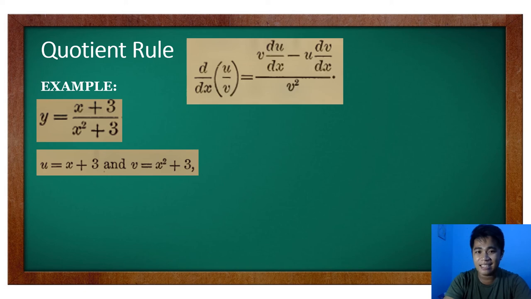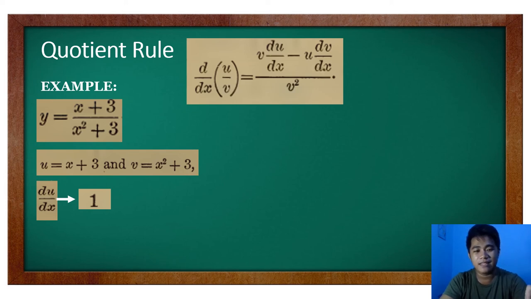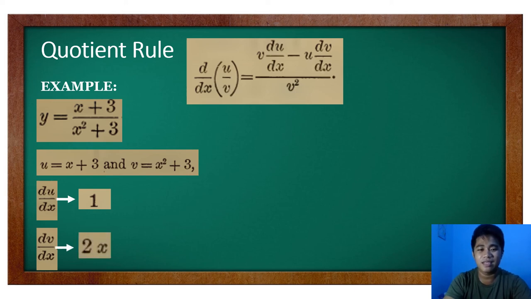And again, kailangan natin yung du over dx and dv over dx. So i-differentiate natin yung u. So we have 1, because 3 is constant and x is just, you know, there is an exponent 1, and there is a variable, and there is a constant of 1. So 1 times 1, you know. So the differentiation of x is 1, and then dv over dx. So if we try to differentiate the v, which is x squared plus 3, that is 2x. And 3 is a constant, so it's 0 already.